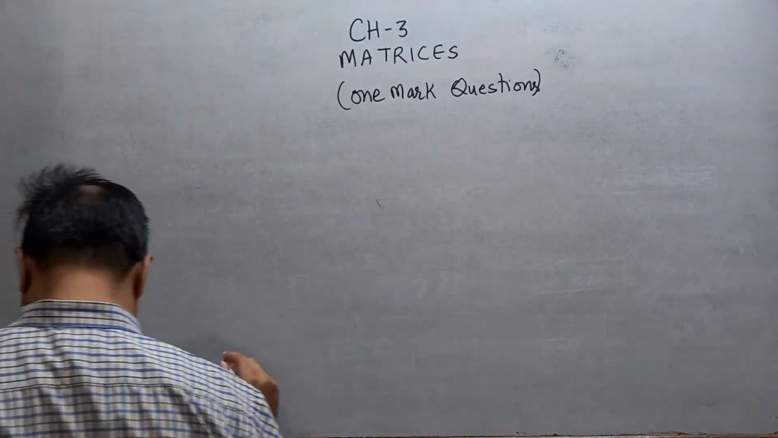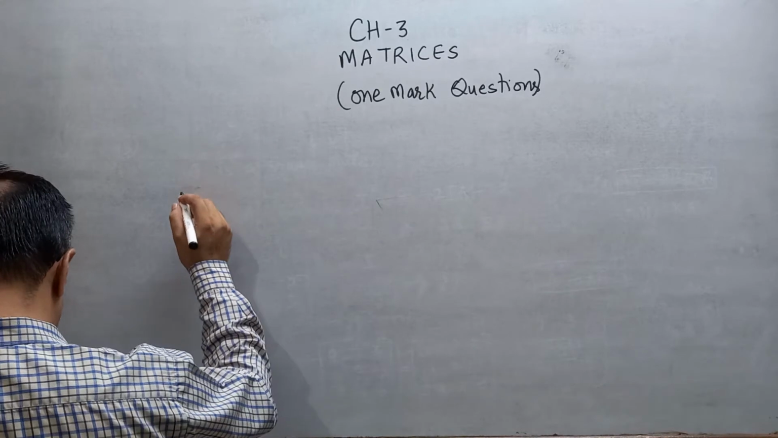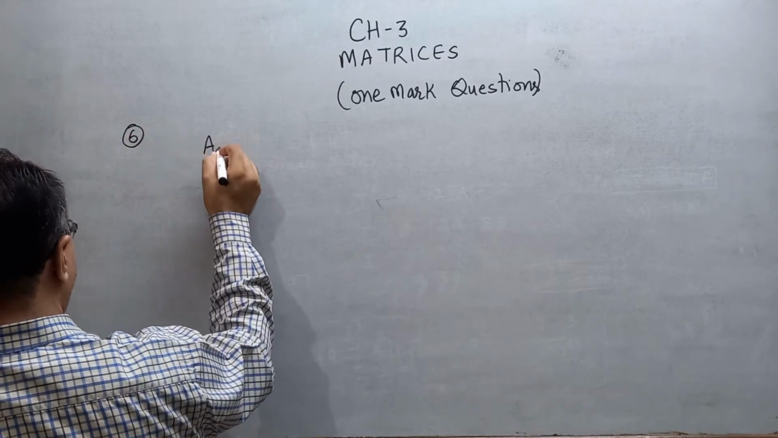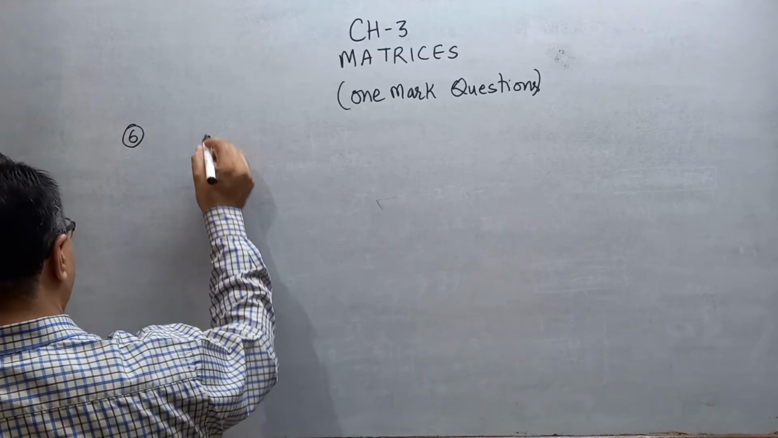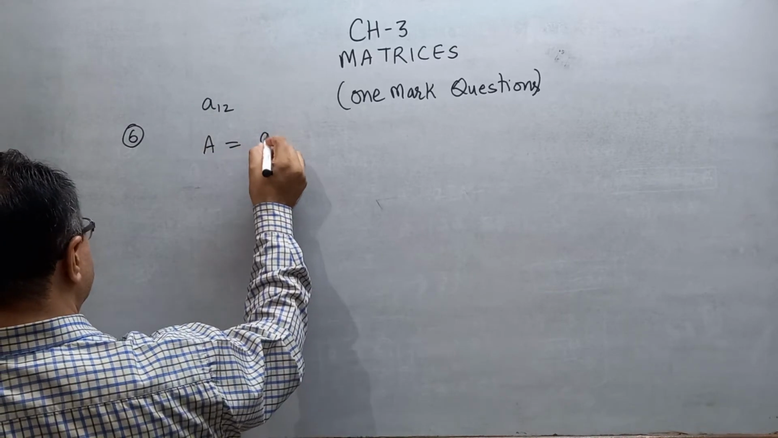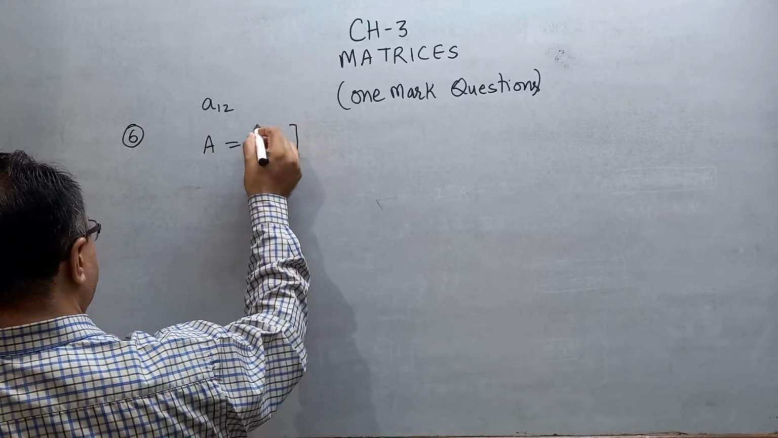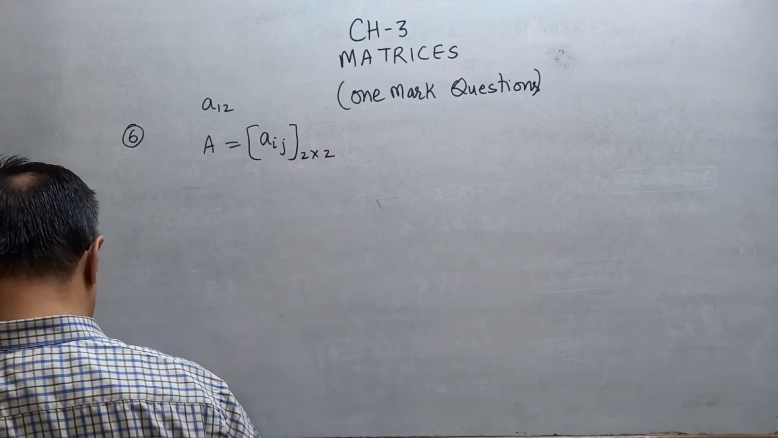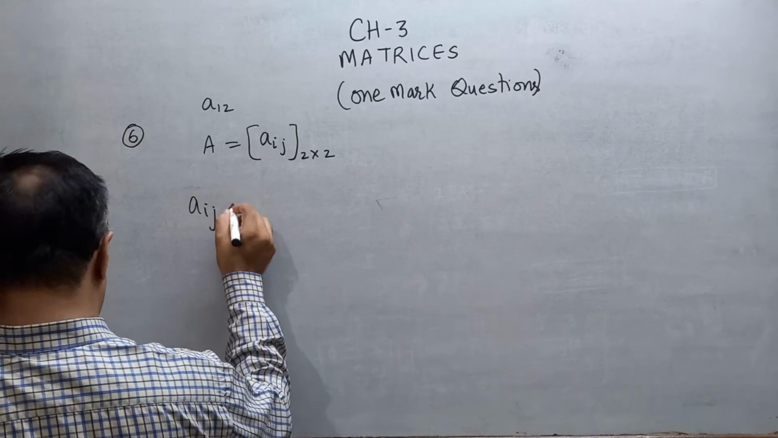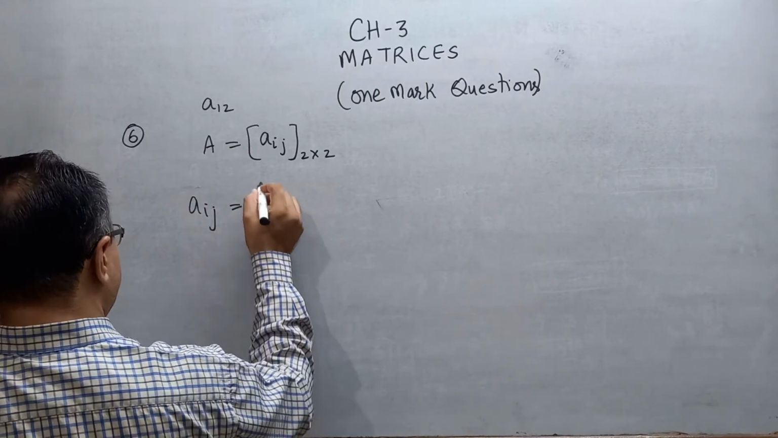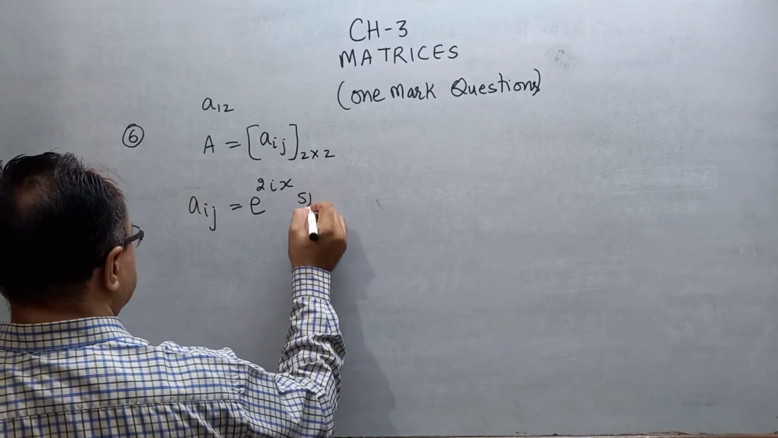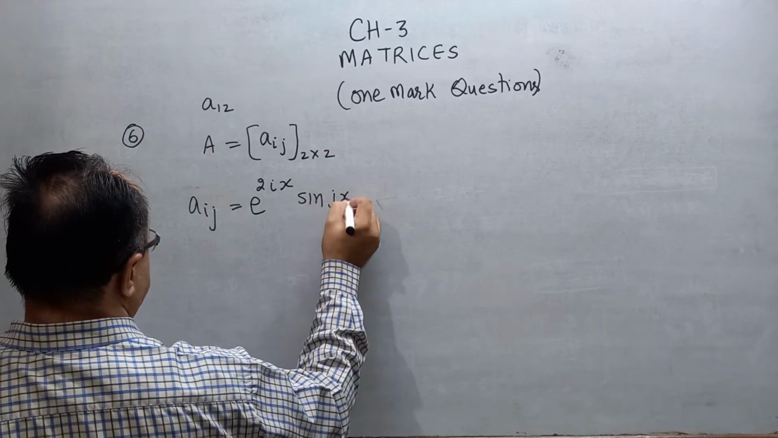Next question. Question number 6. Write the element A12. You know that A is equal to Aij, a 2 cross 2 matrix, whose element Aij is given by e to the power 2ix sin jx.